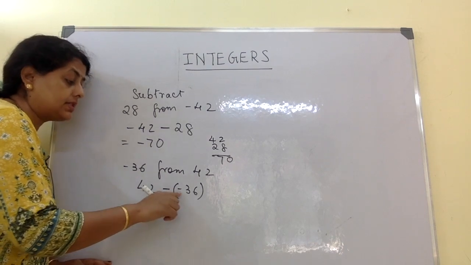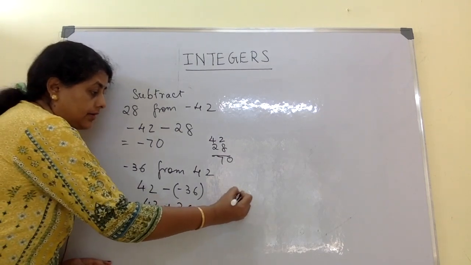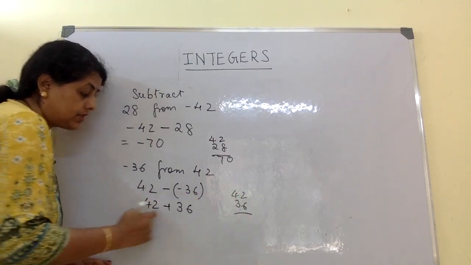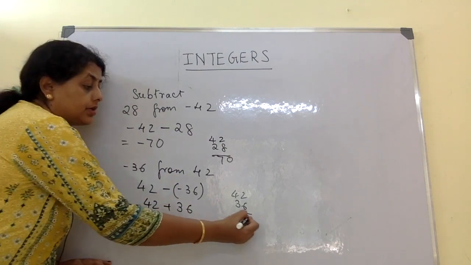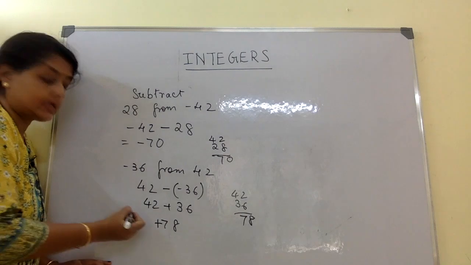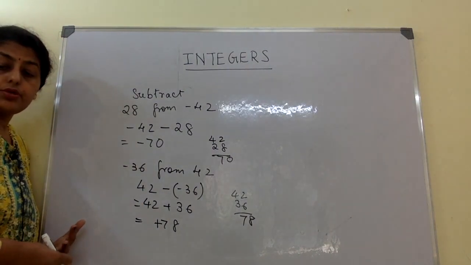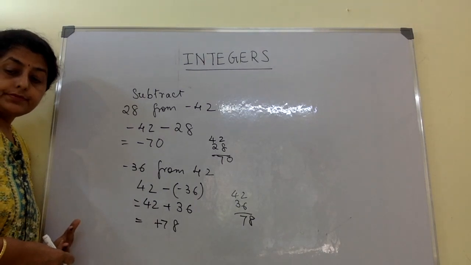42 minus into minus is a plus 36. We will add 42 and 36, same sign, both are positive, so we have to add. So 78, put the common sign, sum done. So these sums we are doing without a number line.